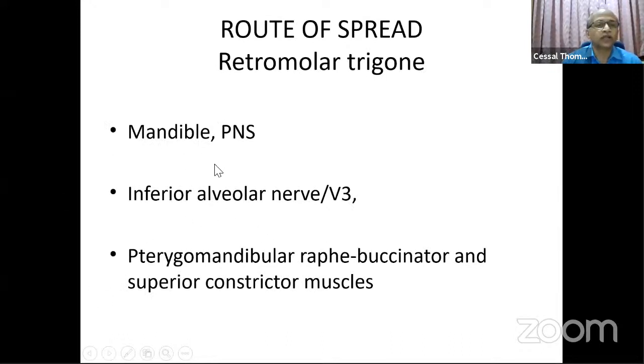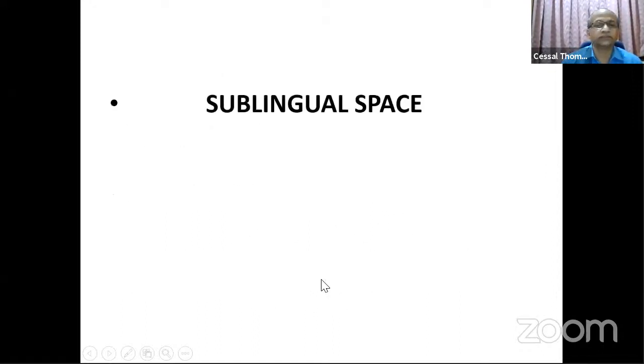So retromolar trigone lesion, depending upon the position, can involve the mandible if it is lower down, or the maxillary sinus if it is upper. It can involve the inferior alveolar nerve or the superior alveolar nerve, and also the buccinator and superior constrictor muscles. And now, I think the retromolar trigone space is clear.